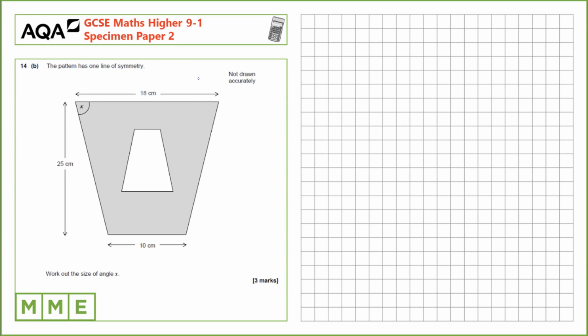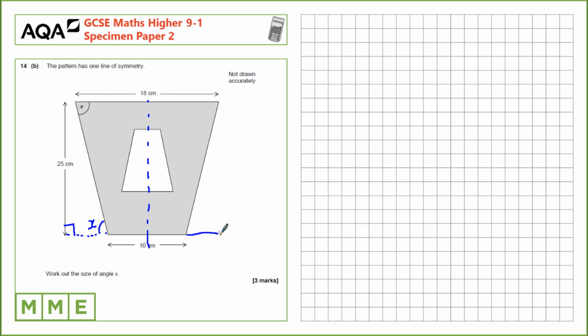14b. The pattern has one line of symmetry. Work out the size of angle x. So here's angle x, and we know that these two lines are parallel since we have a trapezium. So if we are to extend this to here, that has to be angle x as well, since these are alternate angles. We have a right angle there. If we knew this side length here, we could use trigonometry to calculate the value of angle x. We know that it has one line of symmetry, which is likely down the middle here, we can see.